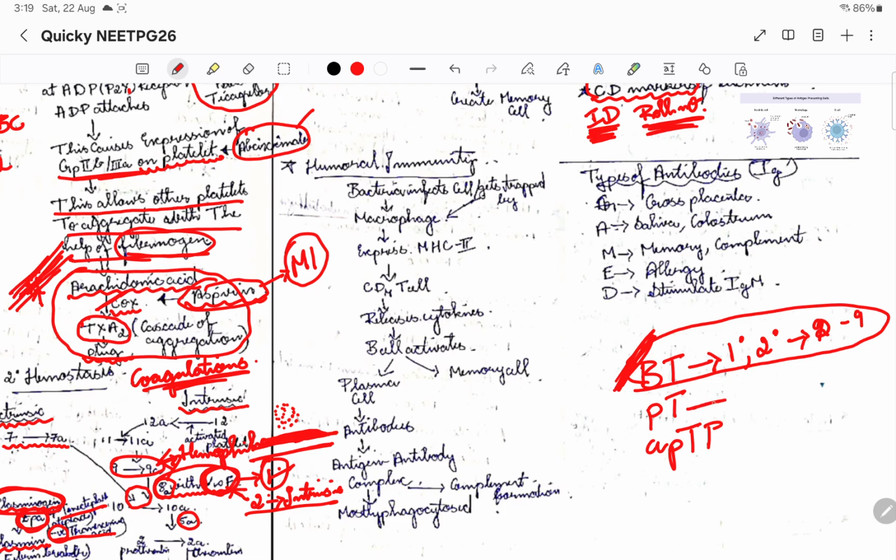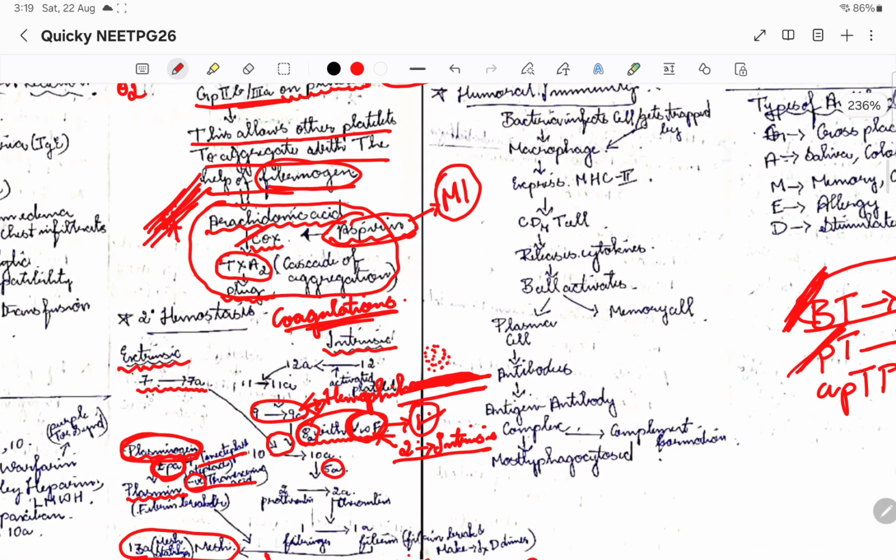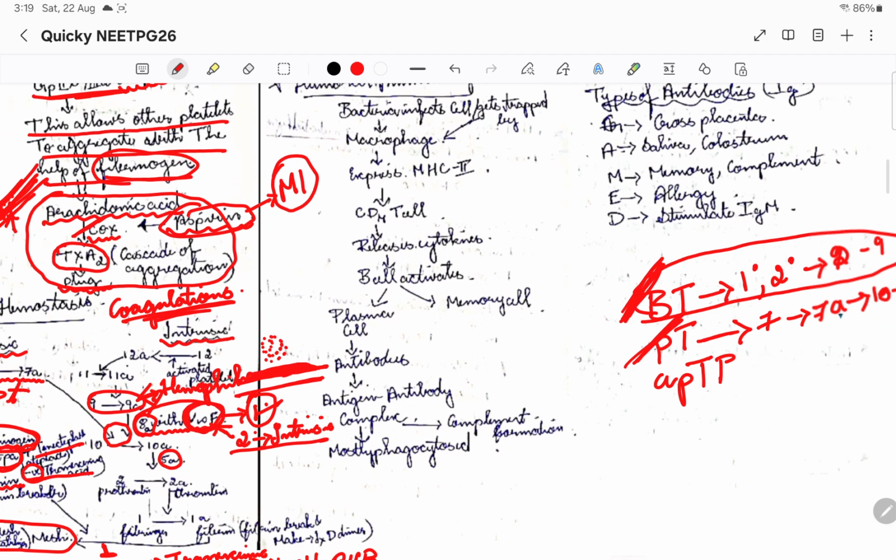Then coming to PT, this measures the extrinsic pathway, the extrinsic coagulation pathway, that is factor 7. I told you, 7 will be converted to 7A, and it will be converting 10 to 10A, right? So to measure whether this extrinsic pathway is working or not, I am measuring PT. Remember PT as this is a short thing, a short pathway, so that is why PT. If it is a long pathway, the longer the name, APTT.